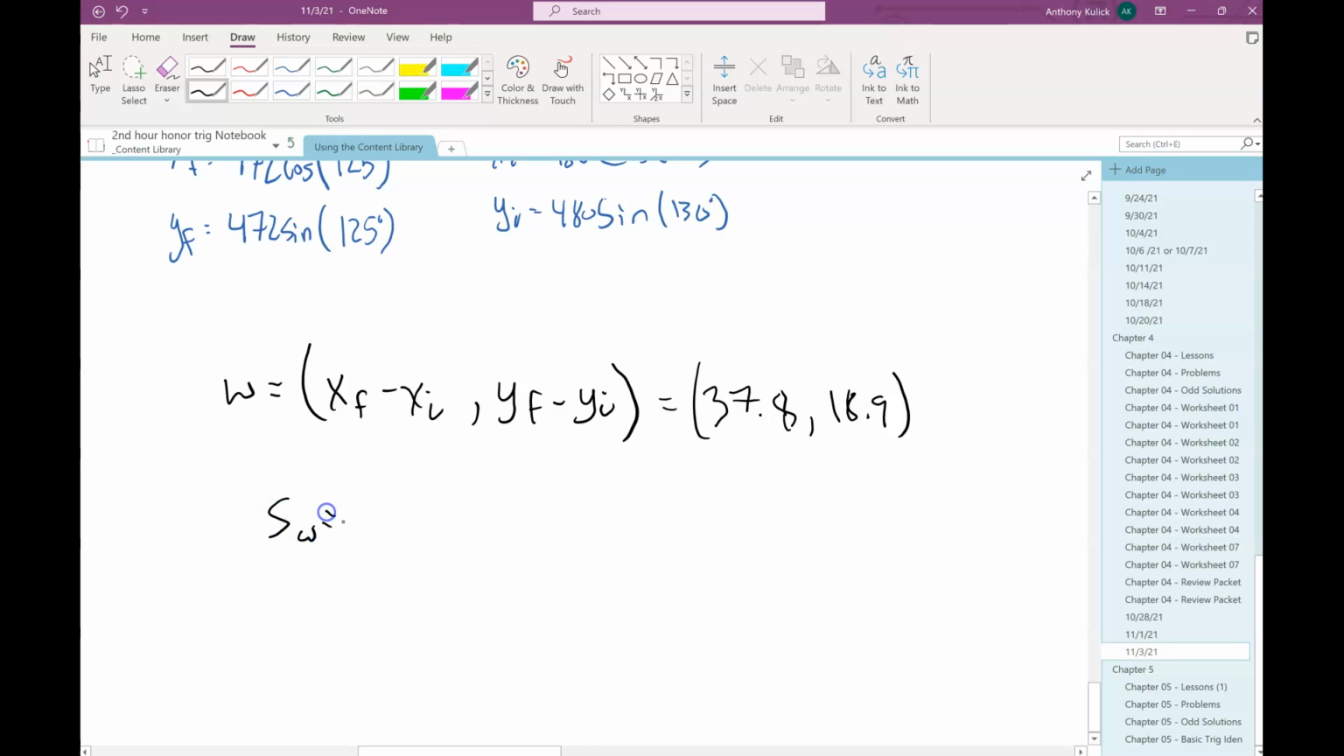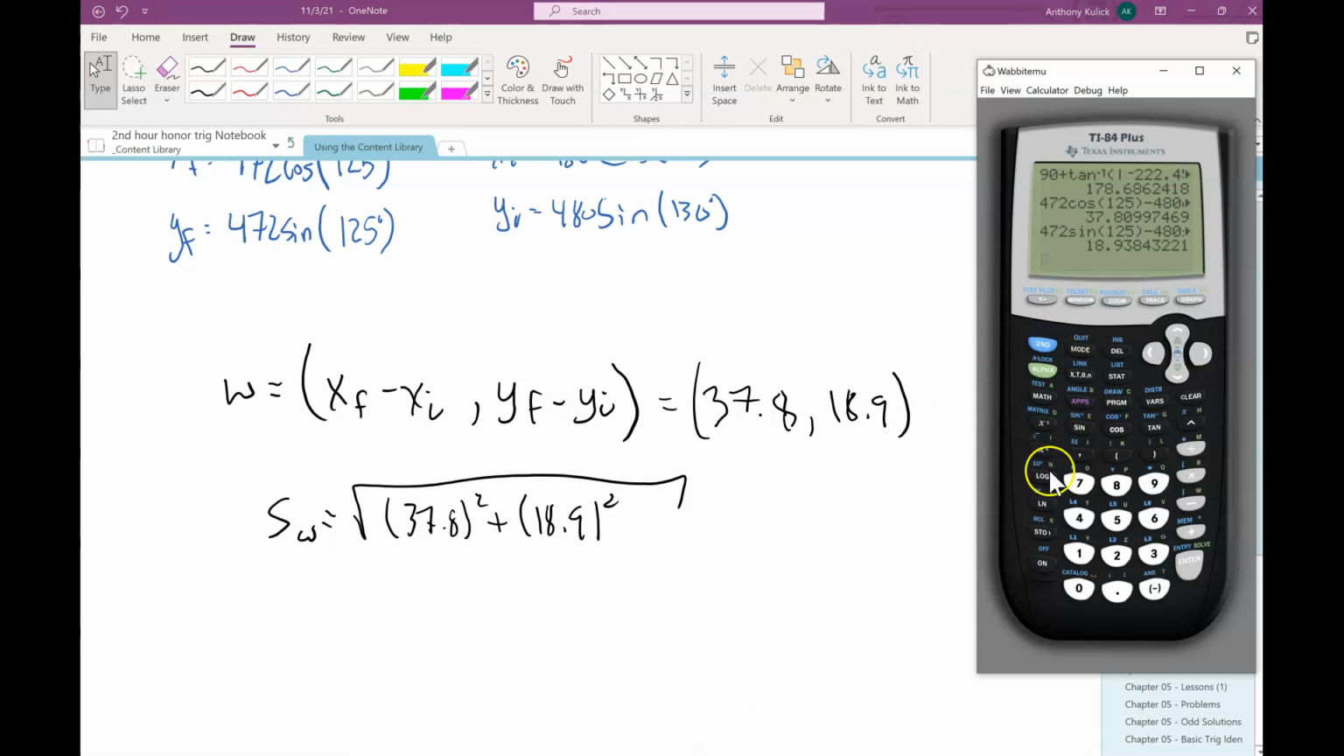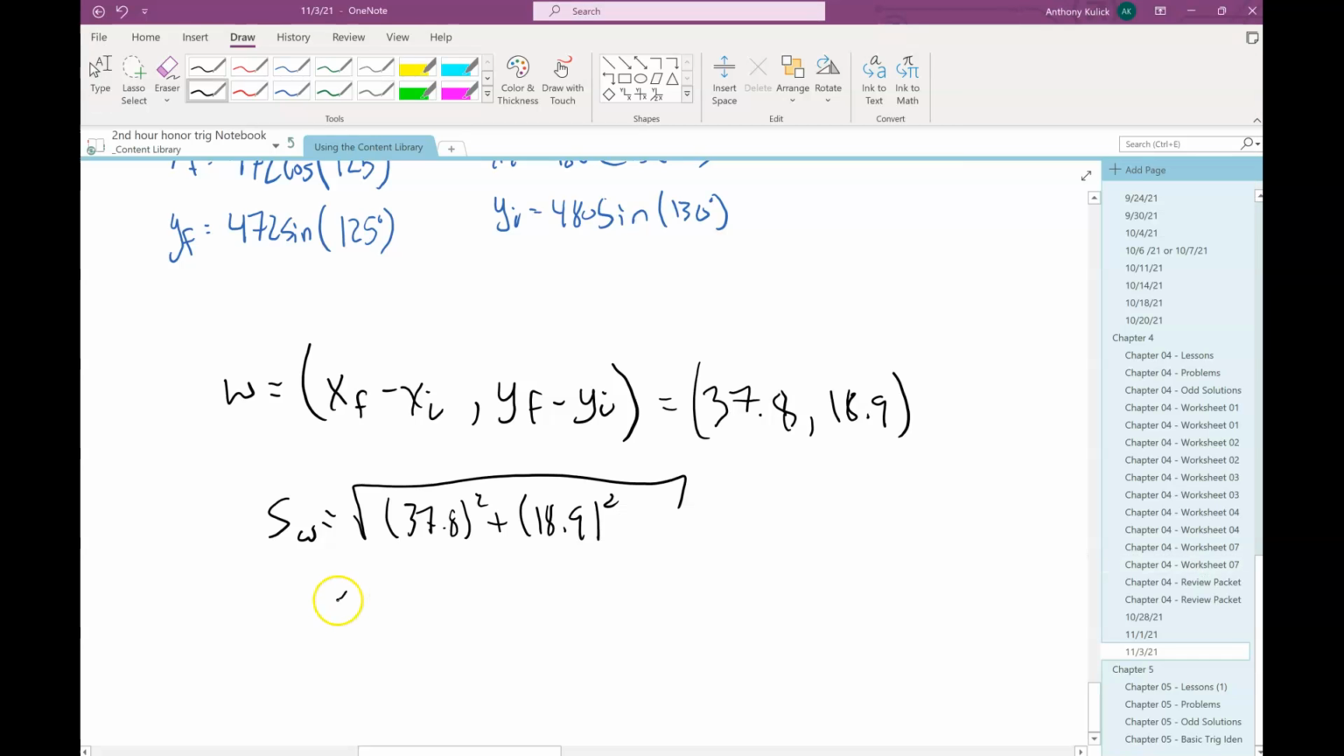So the speed for the wind is just going to be the distance formula. But really, because the origin is the starting location, it just simplifies down to the Pythagorean theorem. So that's 42.3 miles per hour. Ooh, windy.